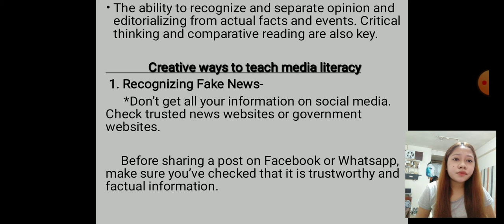First, recognize fake news. Don't get all your information on social media. Check trusted news websites or government websites. Before sharing a post on Facebook or WhatsApp, make sure you've checked that it is trustworthy and factual information.